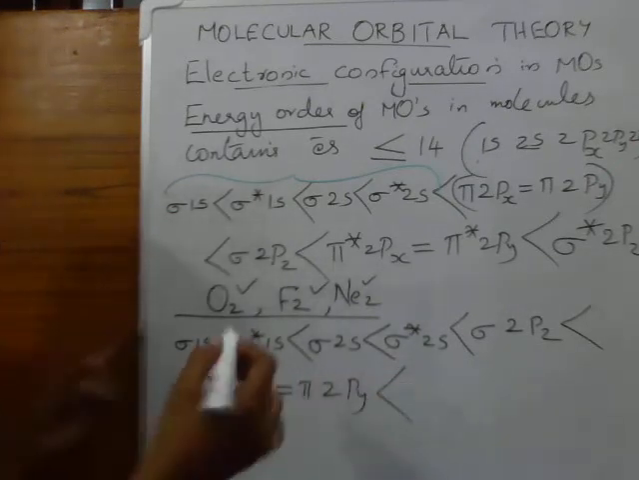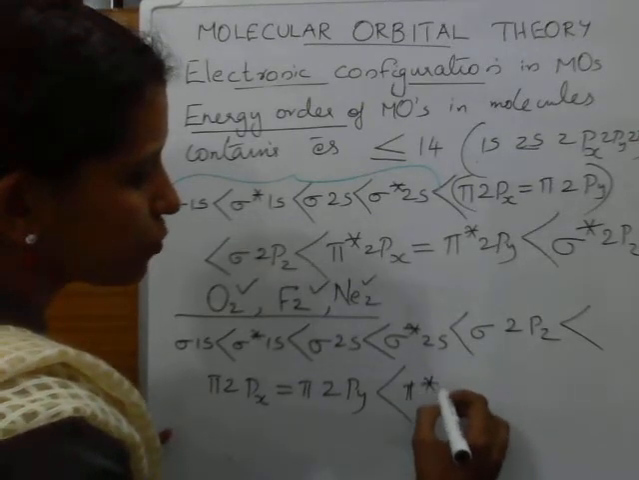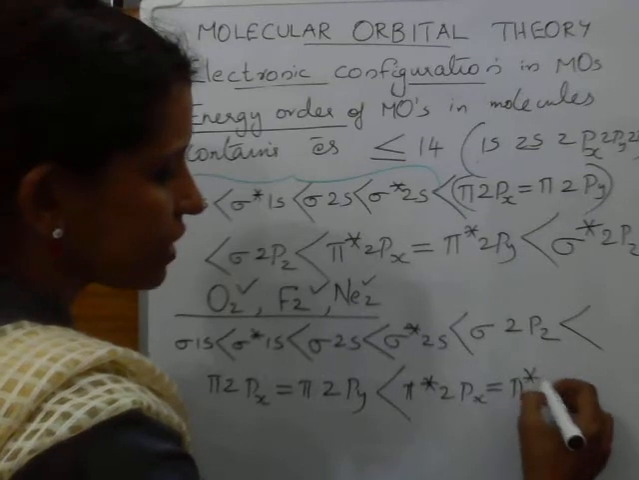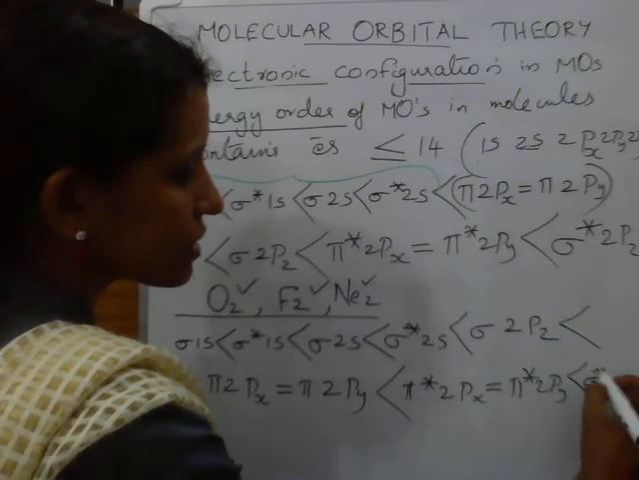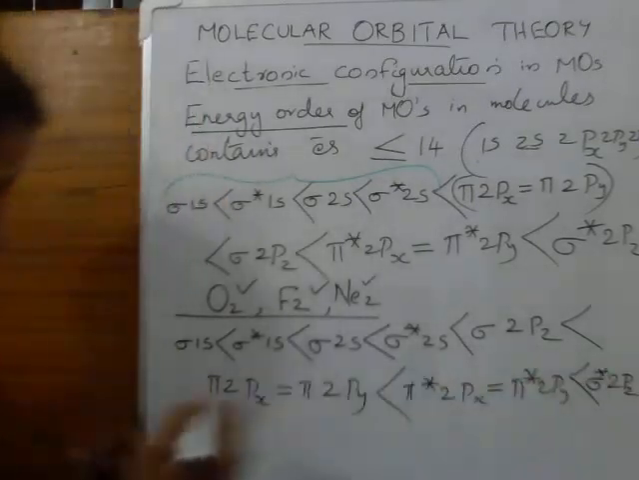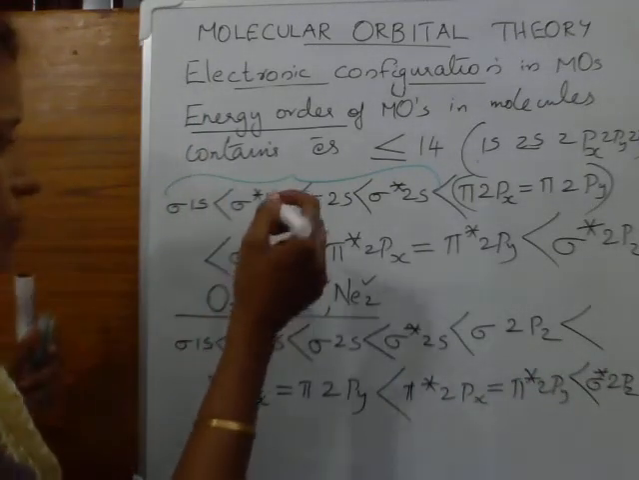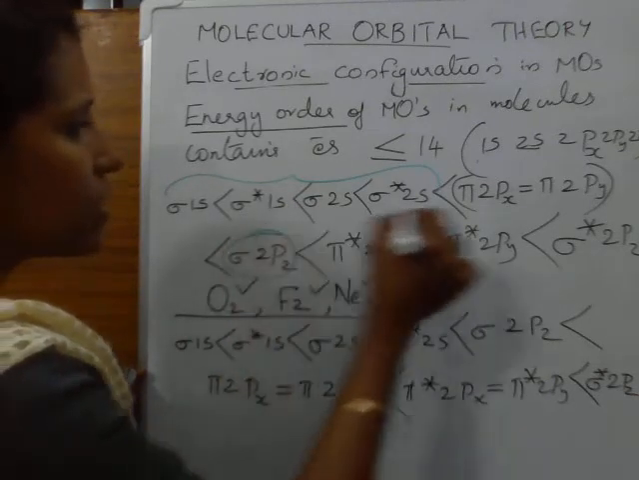Then it follows the same order. After pi 2px and pi 2py, we have pi star 2px, which has the same energy as pi star 2py. Then the highest energy orbital is sigma star 2pz. So here the energy order has been exchanged between these two. The exchange is between these two.